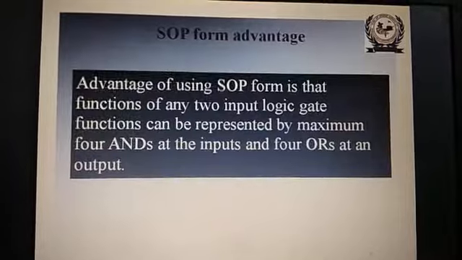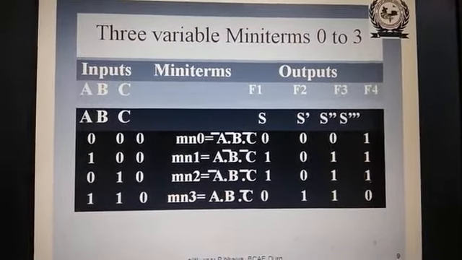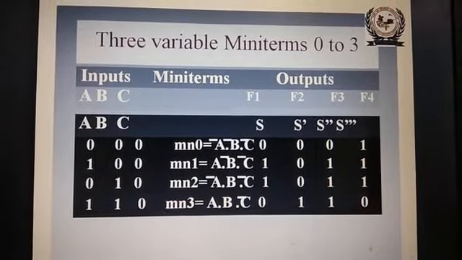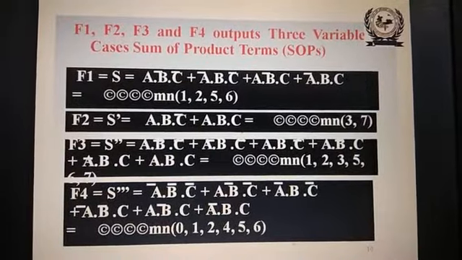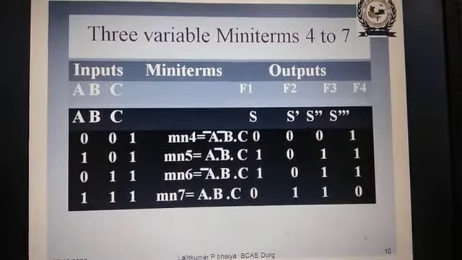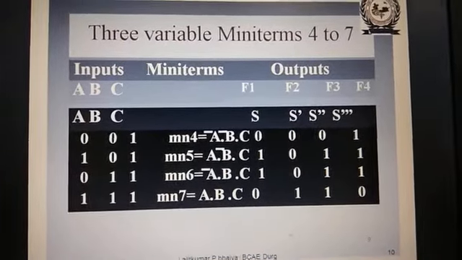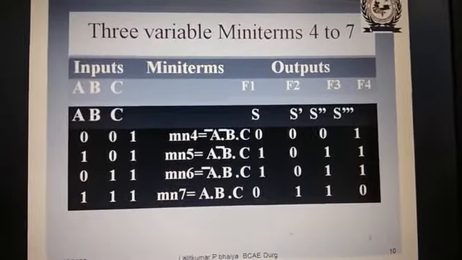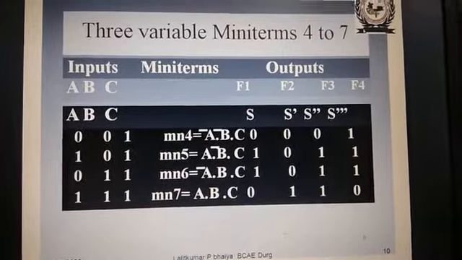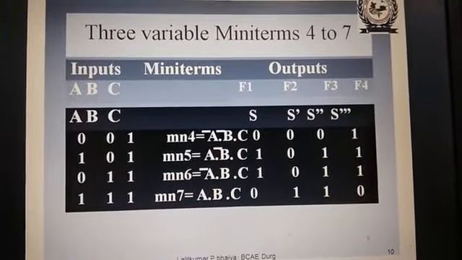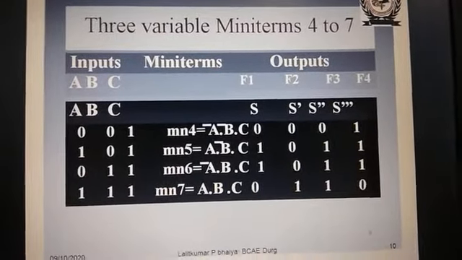3 variables means 2 to the power 3, that means 8. So 8 min terms are there, min 0, min 1, min 2, min 3, min 4, min 5, min 6, min 7, that is 0 to 7. So min 7 means A dot B dot C, 1, 1, 1, that is equal to 7. Min 6 means A dot B dot C bar, that is 1, 1, 0. So that is equal to 6.